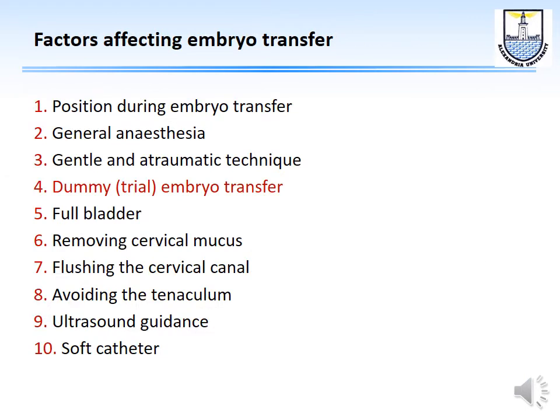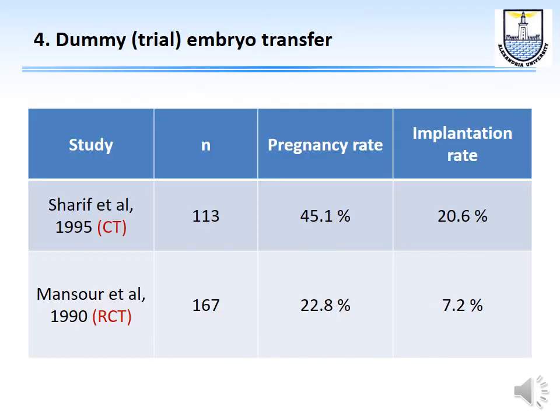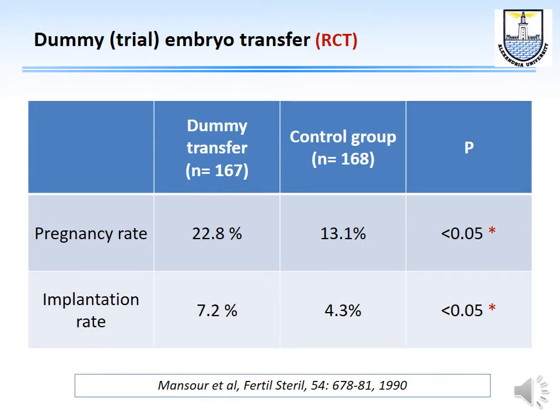What about having a trial embryo transfer before the actual transfer, a dummy embryo transfer? Well, people do this. And these are two studies from the literature, one by Khaldun Sharif from Jordan and one by Ragam Mansour from Cairo. And as you can see here, both of them claimed a better result when you do a dummy embryo transfer. For example, if you look carefully at the Mansour study, which was a randomized controlled trial, there was a better clinical pregnancy rate, as you can see here, 22.8 versus 13.9.